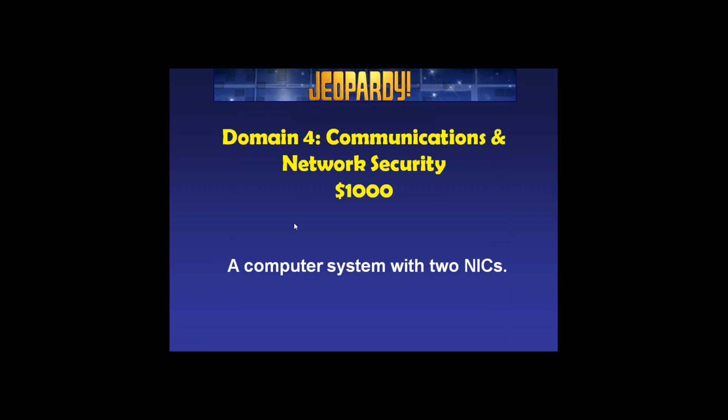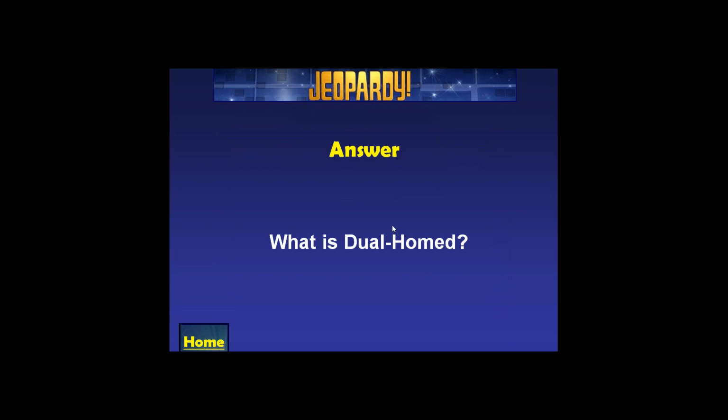Correct response from George. What is dual homed? A dual home device can be a computer system with two network interface cards in it. One NIC could be facing the internet, while the other NIC could be facing the LAN, and create what we call a DMZ.